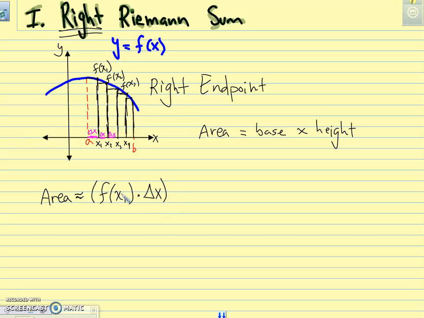Okay, remember, base times height or height times base, same thing, it doesn't matter when you're multiplying. That is times there, not a period, it's times. And then I'm going to add the second rectangle, which is f of x sub 2 times delta x. Then you would do f of x sub 3 times delta x, f of x sub 4 times delta x.